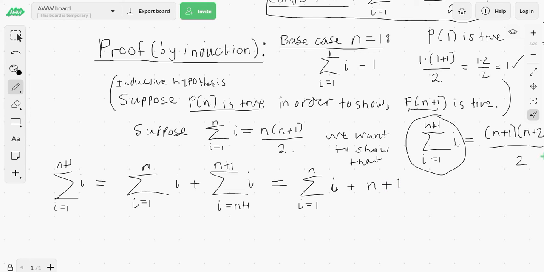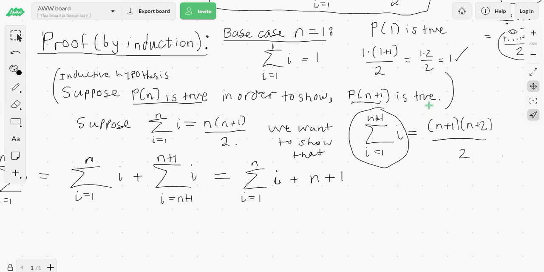Now, what do we need to show? We need to show that this gives us this. If we use our inductive hypothesis and we simplify this, we should end up with this. And if we're able to show that, we are done. So let's use the inductive hypothesis now.